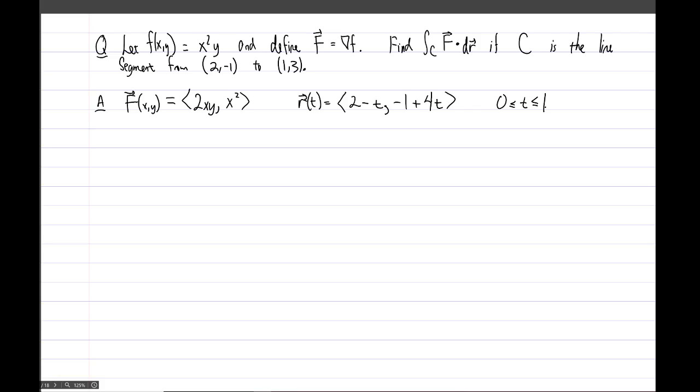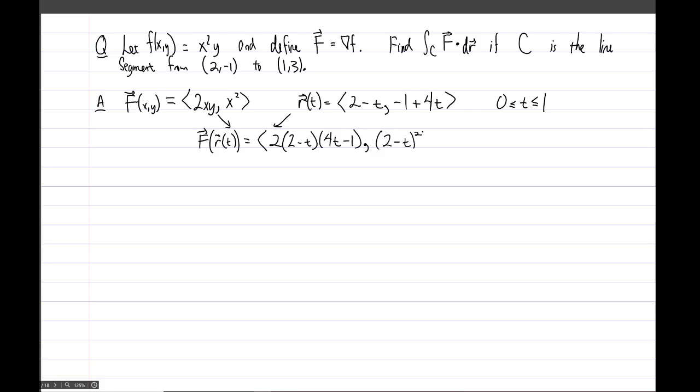Okay, so then we'll need to compose these two. And again, this notation-wise looks a little funky, but all the books do it. So f of r of t. So we should write 2xy, except we need to replace the x. So we wrote the 2. X gets replaced with 2 minus t, and y gets replaced with negative 1 plus 4t. Let me write that as 4t minus 1. Comma. Then we have x squared. Okay, so we have 2 minus t, quantity squared.